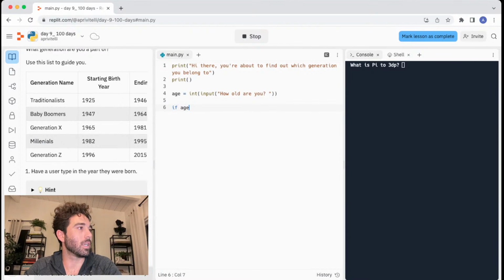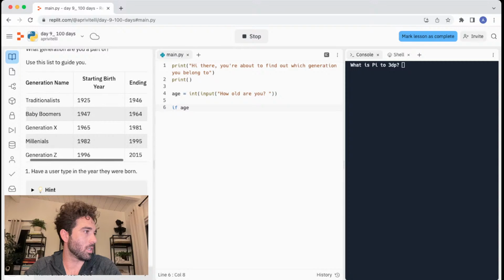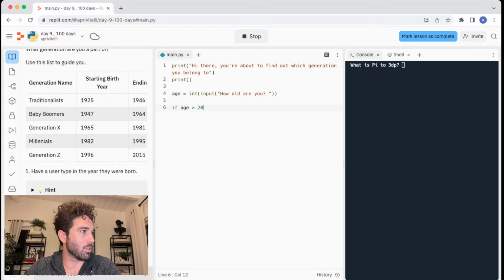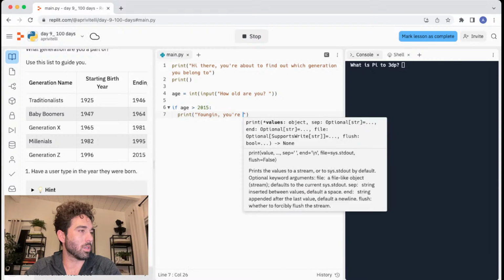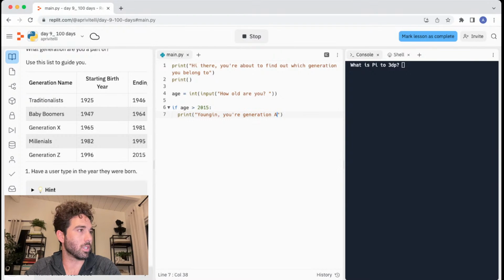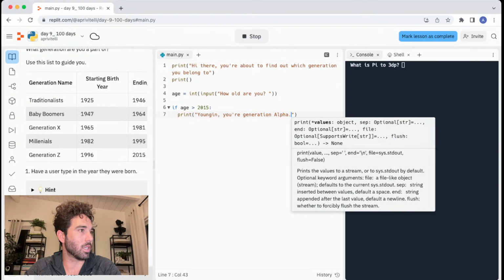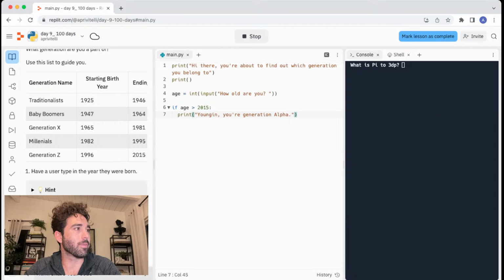If age is greater than 2015, print, youngin, you're generation alpha. I think. Yeah, okay.